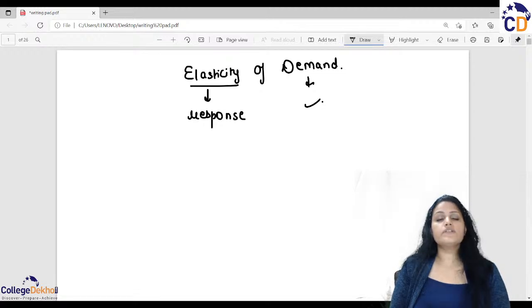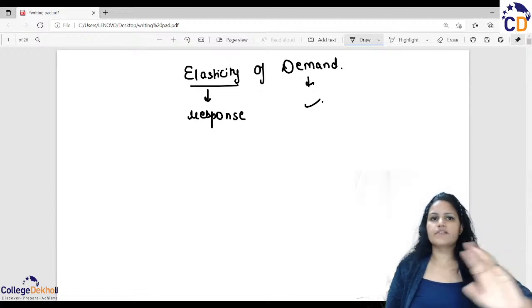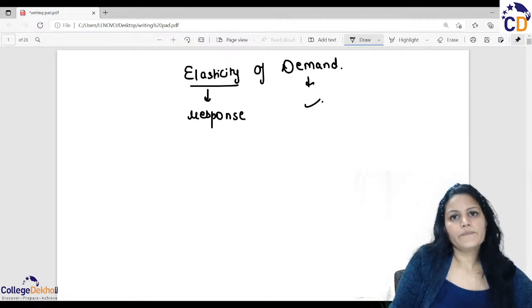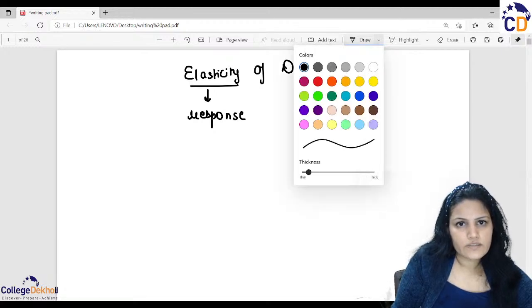Demand will respond when there is a change. Likewise, in our theory of demand, we know types of demand are of three types: price demand, income demand, and cross demand. Whatever the types of demand, they automatically convert into the three types of elasticity of demand. So we are going to start with this point, that is, response of the demand.